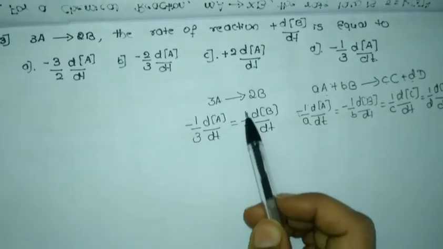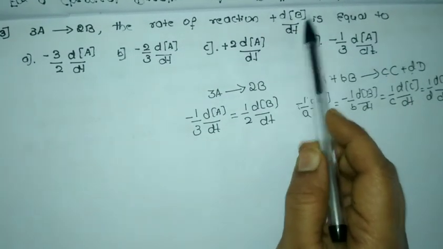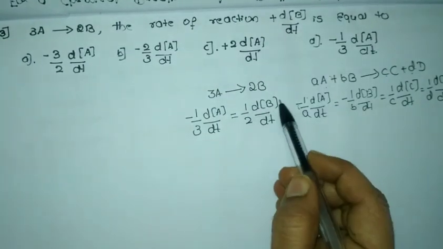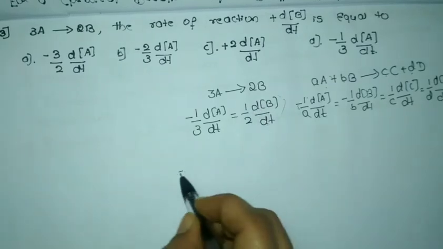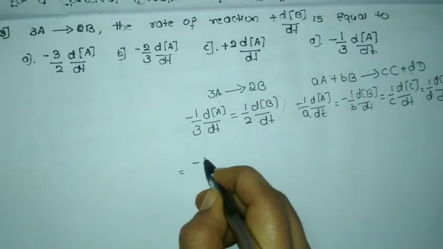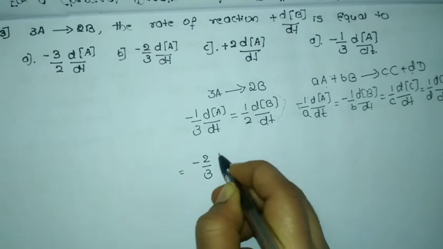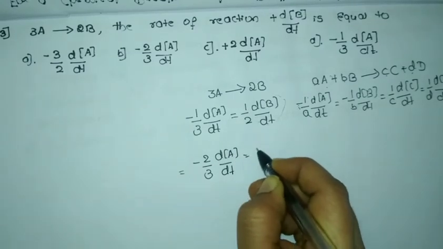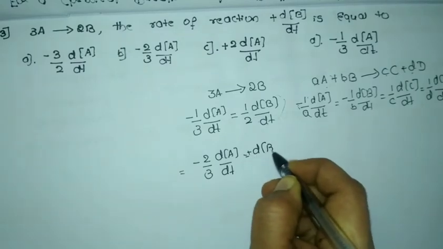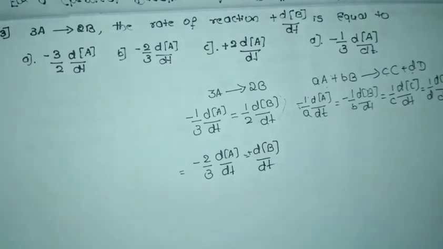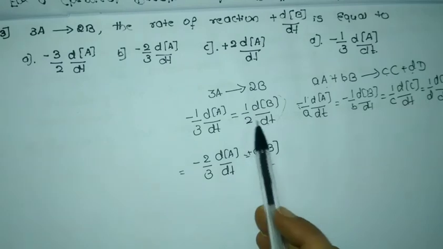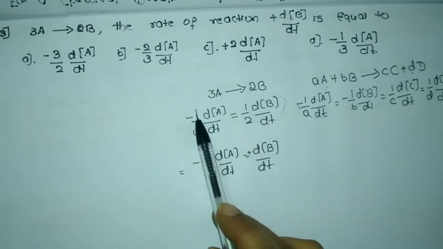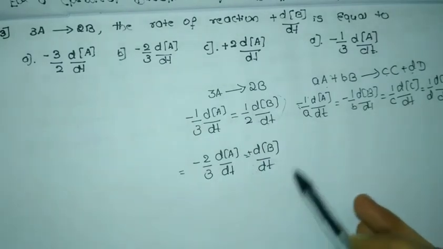What are they asking? They are asking for the value of dB/dt. So keep dB/dt over here, then transfer. So 2 will come here: minus 2/3 dA/dt is equal to plus dB/dt. This is the answer. Only thing I did, students, is transfer this 2 over here so that I get the dB/dt value.